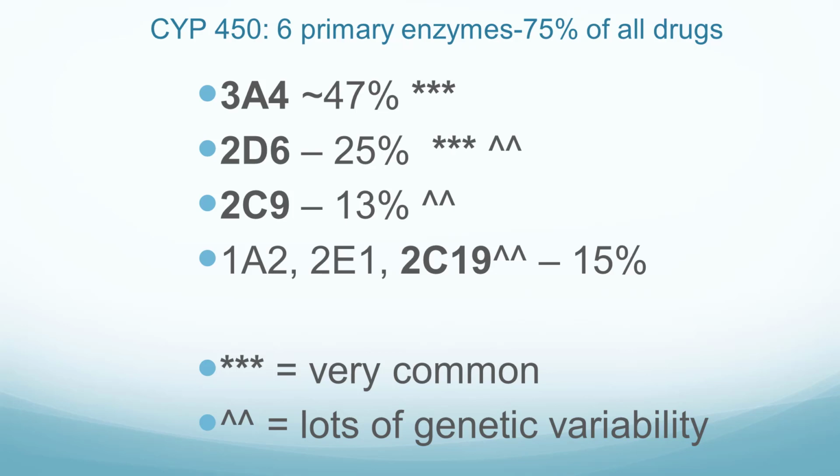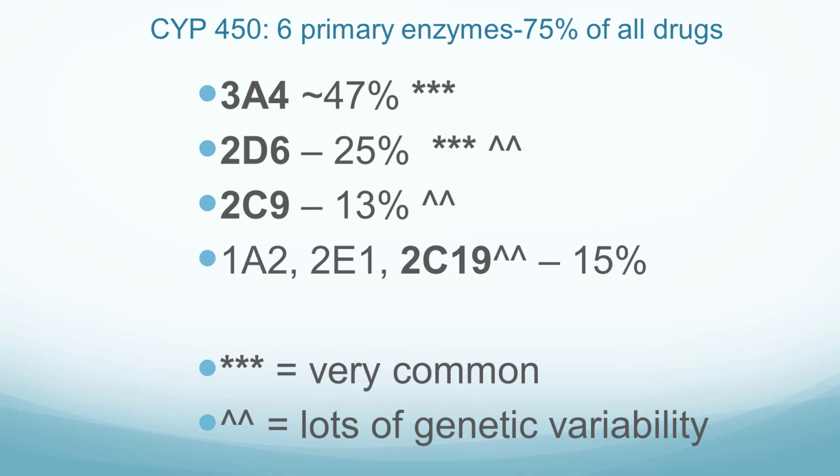This slide is showing our cytochrome P450 enzyme families. The 6 primary families that we are interested in this course are the 3A4, which 47% of all drugs need in order to be metabolized by the liver. 2D6 is also very common with 25%, and then you can see by the little hat symbol there, there's lots of genetic variability with 2D6.